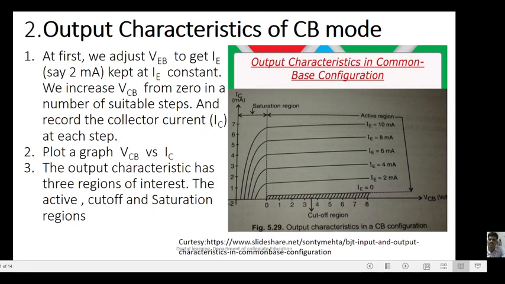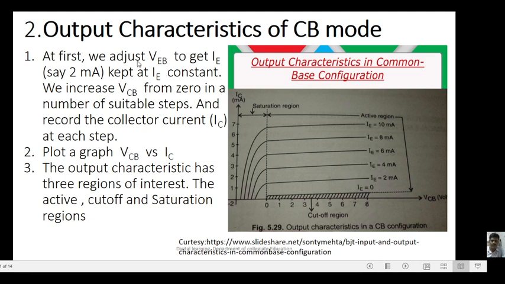Output characteristics of the common base mode configuration. At first, in the graph, the collector current IC is taken along the y-axis in milliamperes, and VCB, the voltage across collector and base, is taken along the x-axis. Here the cutoff region is there, and the saturation region is also there, and the active region is also there in the diagram.